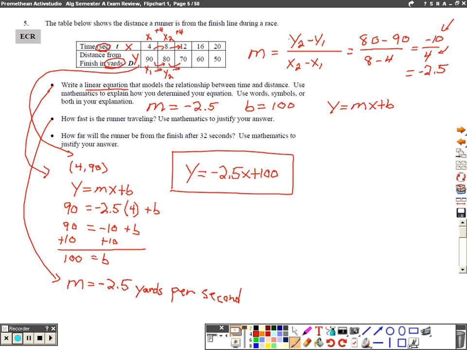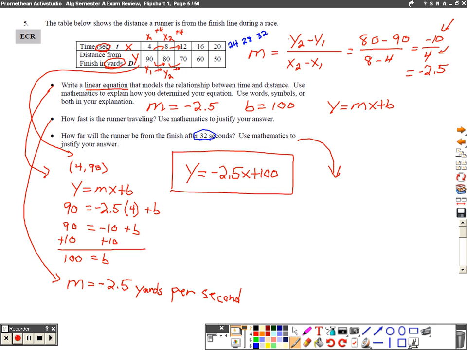Okay. Finally, we're down to the third bullet point. I'm going to draw another arrow here. My third bullet point asks how far the runner will be from the finish line after 32 seconds. There's a couple of ways to do this one. I'm going to try what I think is the easiest, and that is I'm going to extend my table. So I had 4, 8, 12, 16, 20, and then the next one would be 24, and 28, and 32. 32 is the number that I'm actually looking for, 32 seconds.